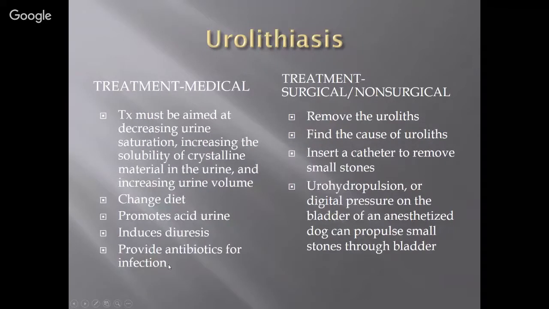Treatment must be aimed at decreasing urine saturation, increasing solubility of the crystalline material in the urine, and increasing urine volume. So we want to dilute that urine. We do that by changing the diet, and we want to promote more of an acidic urine, because most of these stones are struvite. We want to induce diuresis, so we want to flood the kidney with fluid and get that fluid out of the body. And we will often need to provide antibiotics for infection.